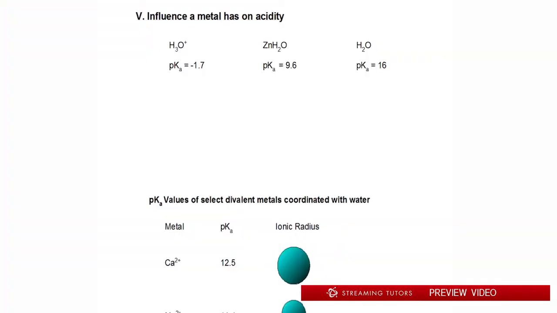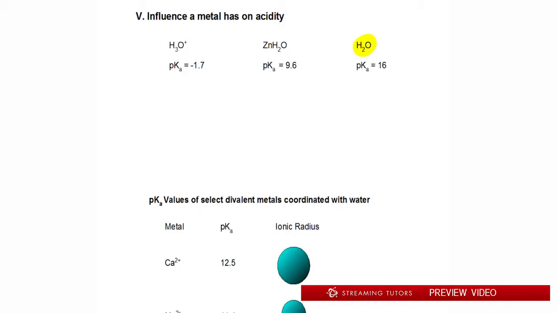Let's take a look. I'm going to use water as an example, but we could use any neutral nonmetal that would coordinate with the metal and see its properties to be similar. So here's what we're looking at. If we have water by itself, the pKa of water is around 16. So it's not a very strong acid. It's a very weak acid.